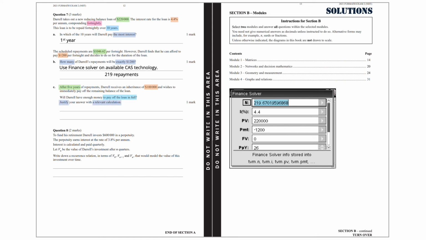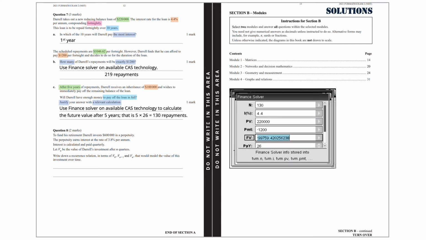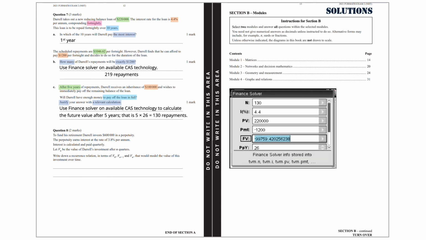Use Finance Solver on available CAS technology to calculate the future value after 5 years, that is 5 times 26 equals 130 repayments. We can see that the future value is $99,759.42. Yes, Daryl has enough money to pay off the loan in full.